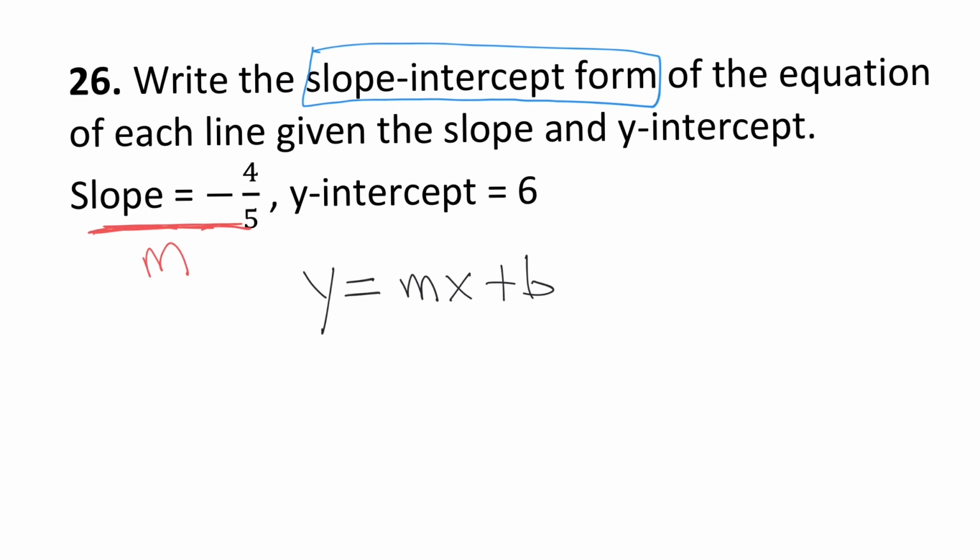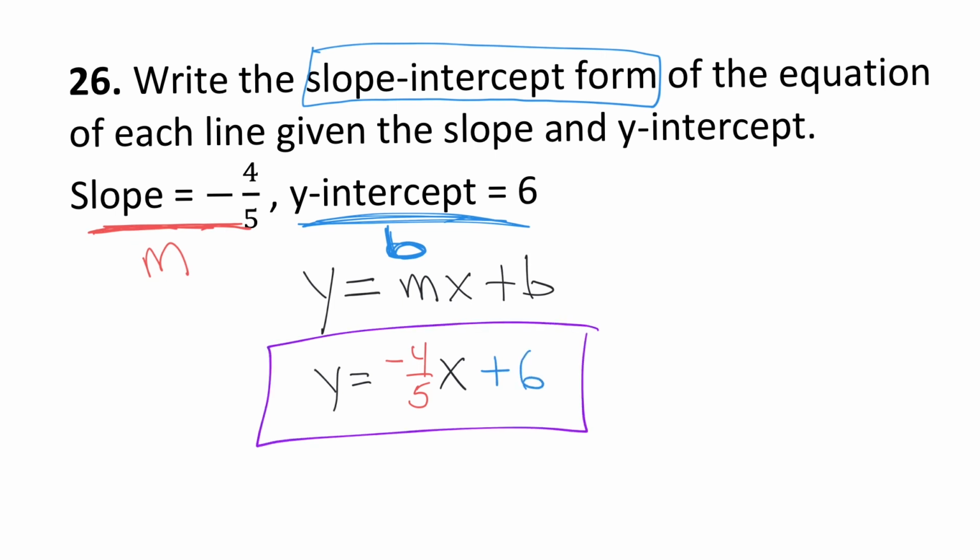So I'm going to substitute. y equals -4/5, you keep the x. And the y-intercept is your b value. And this one is +6. So you're going to put +6. That's all you have to know. The answer in slope-intercept form is y equals -4/5x plus 6.